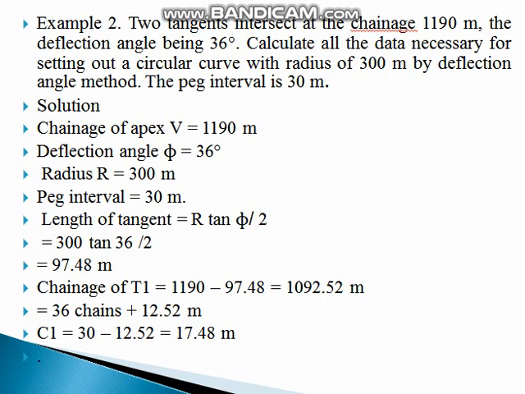Calculate all the data necessary for the setting of the simple circular curve with a radius of 300 meters by the deflection angle method, and the peg interval is given as 30 meters. So it is the ranking method of deflection angles. Here, the value is given where two tangents intersect, the intersection point.